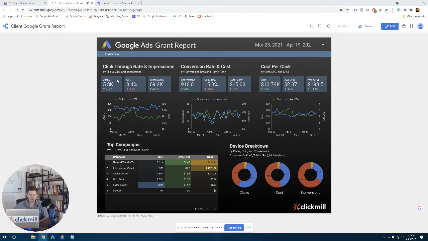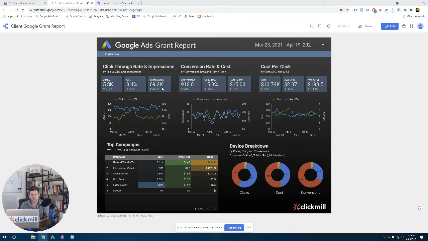So this is clicks. The click-through rate is 8.4%. And now what this is, out of 100 people who see those advertisements on the Google search engine, what percentage are clicking? Now, generally speaking, with a Google Grant, this has to be at least 5%. Otherwise, you're going to be disqualified for the Google Grant. So continuing on here, impressions.